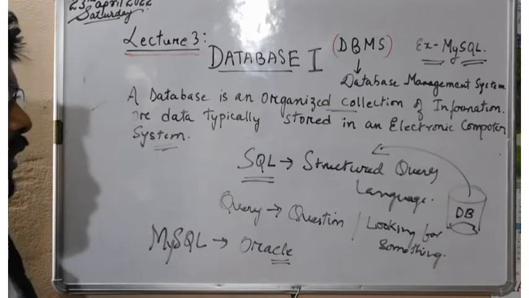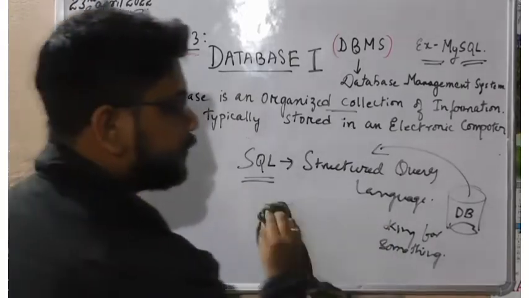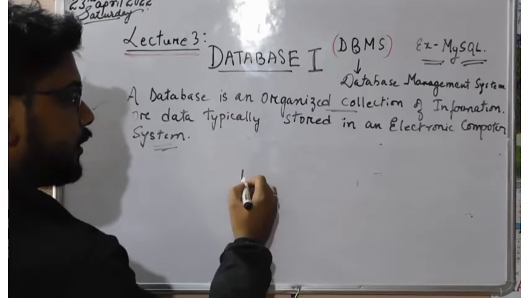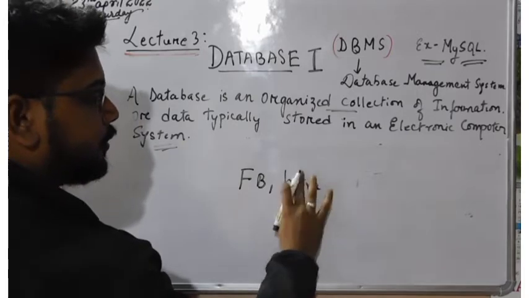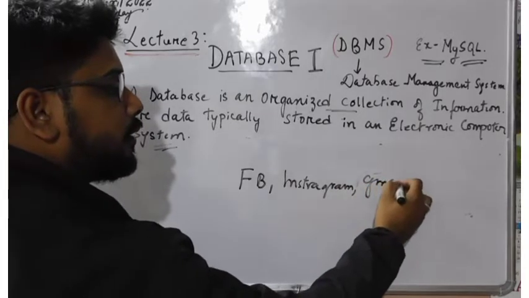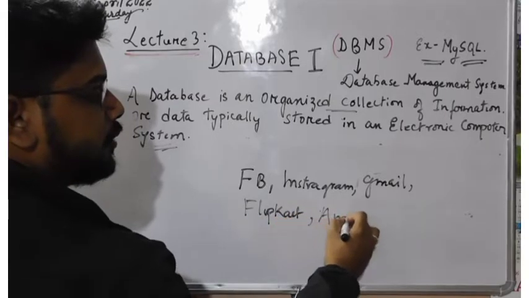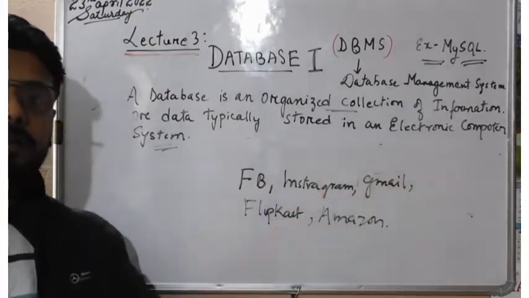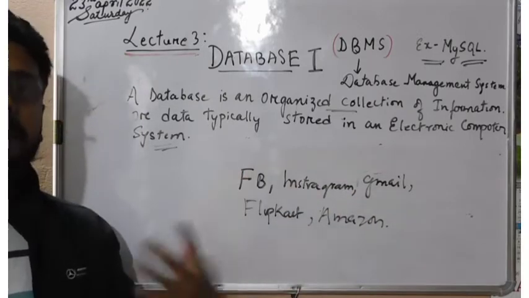Now, what can be examples of databases? Let us imagine, for example, many social media apps like Facebook, Instagram, Gmail, maybe Flipkart, Amazon. All these applications, whether on a PC or on mobile phones, have their separate databases, right?